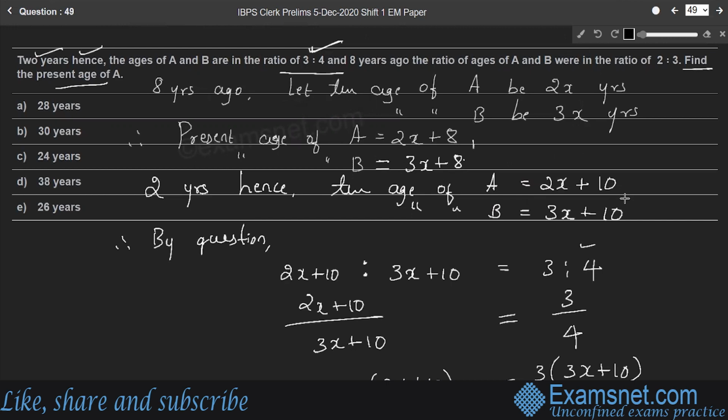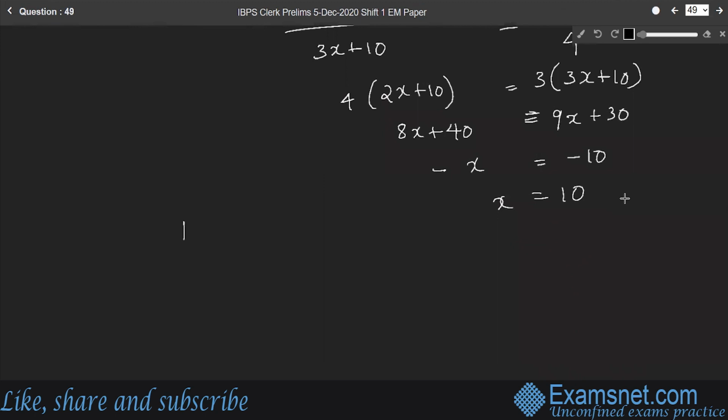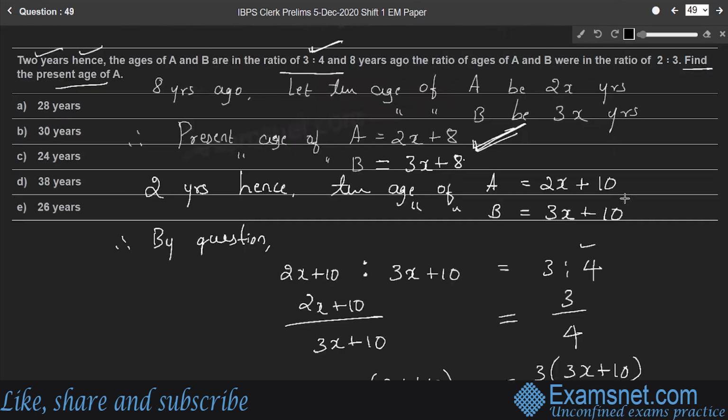Here, present age of A is 2x plus 8. Therefore, present age of A is 2x plus 8, which is 2 into 10, 20 plus 8, 28 years. Therefore, option A.